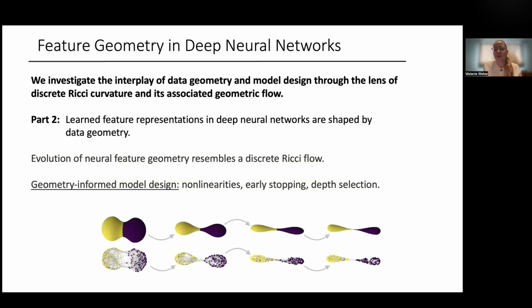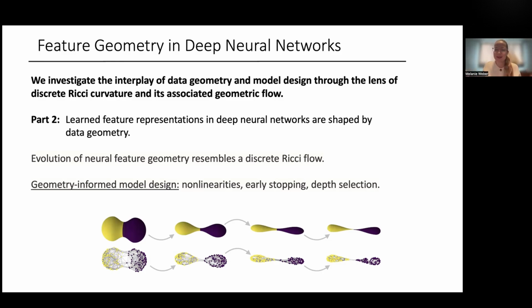And then in the second part of the talk, we want to go a bit more general. So not specifically focusing on deep learning on graphs, but on more general architectures. And here again, of course, feature geometry, the representations that a model learns, is very important for their performance. And we want to, again, look at feature geometry from the perspective of data geometry, of certain structure that we have in the input data. But the tools that we want to use this time are tools from discrete geometry, in particular discrete Ricci curvature and an associated geometric flow.